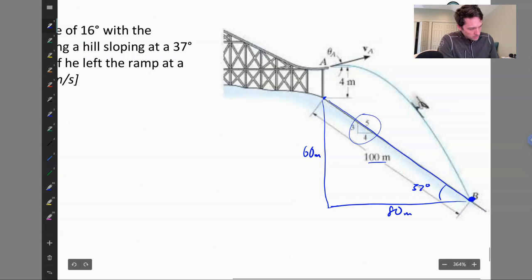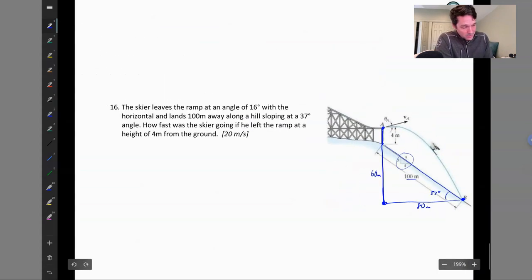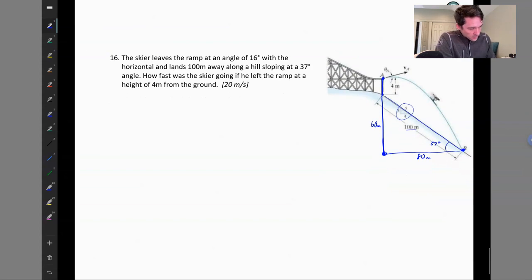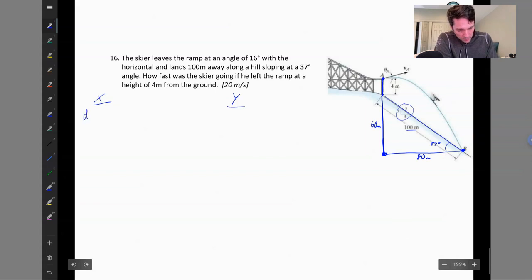So the actual height above the landing point is going to be 60 meters plus this additional 4 meters. So the displacement in the y direction is actually going to be negative 64 meters. The displacement in the x direction is 80 meters. So I'm going to just write some things down that I know. Displacement in the x direction is 80 meters. Displacement in the y direction is negative 64 meters. Given that the angle is 16 degrees, and that's about it.